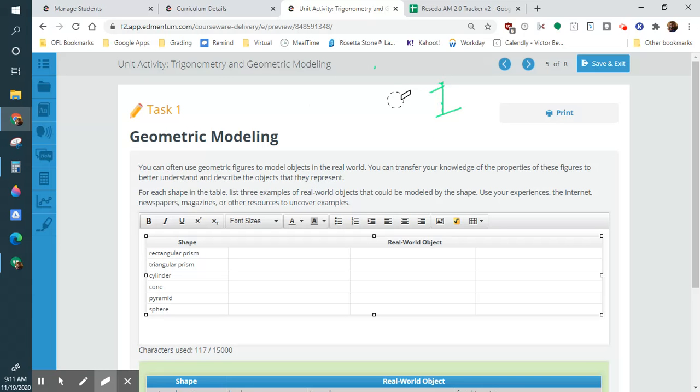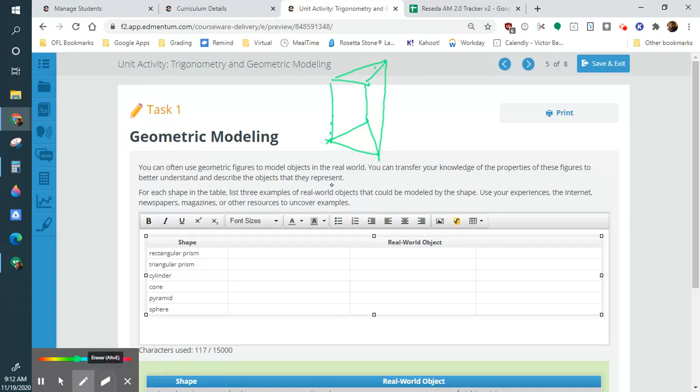It's like we're going to do trig, and then all of a sudden we're going to talk about shapes. A triangular prism would be like the bottom is a triangle, and then it goes up. That would be an example of a triangular prism. I probably should have made the black thing a dotted line, but you guys get the idea. I can't draw, I'm sorry. Hopefully you understand what I mean when I draw that.